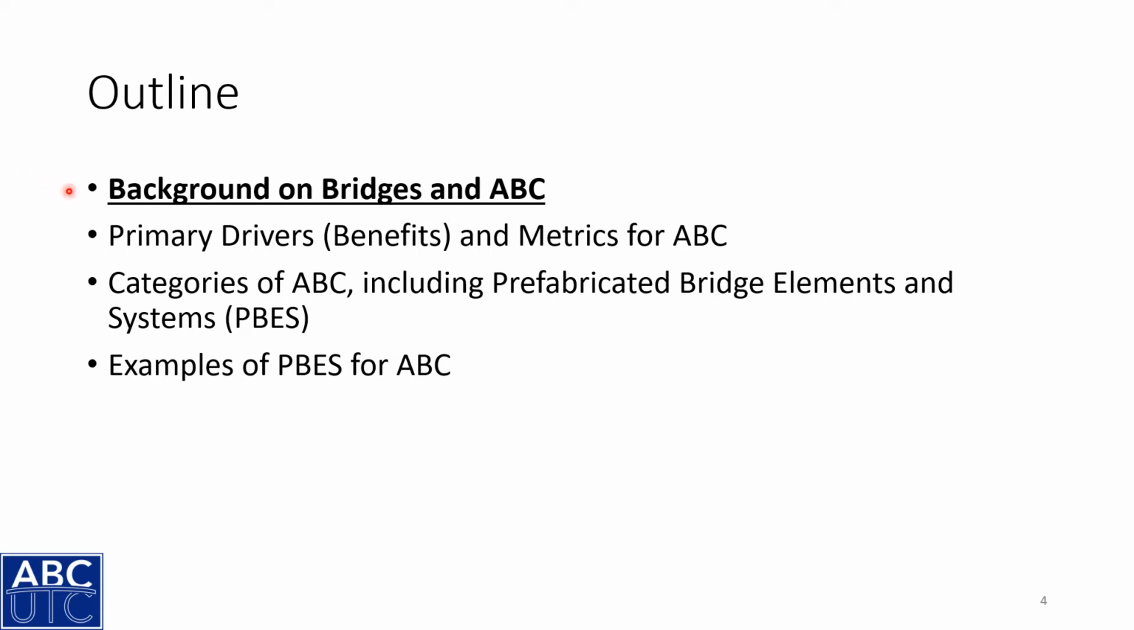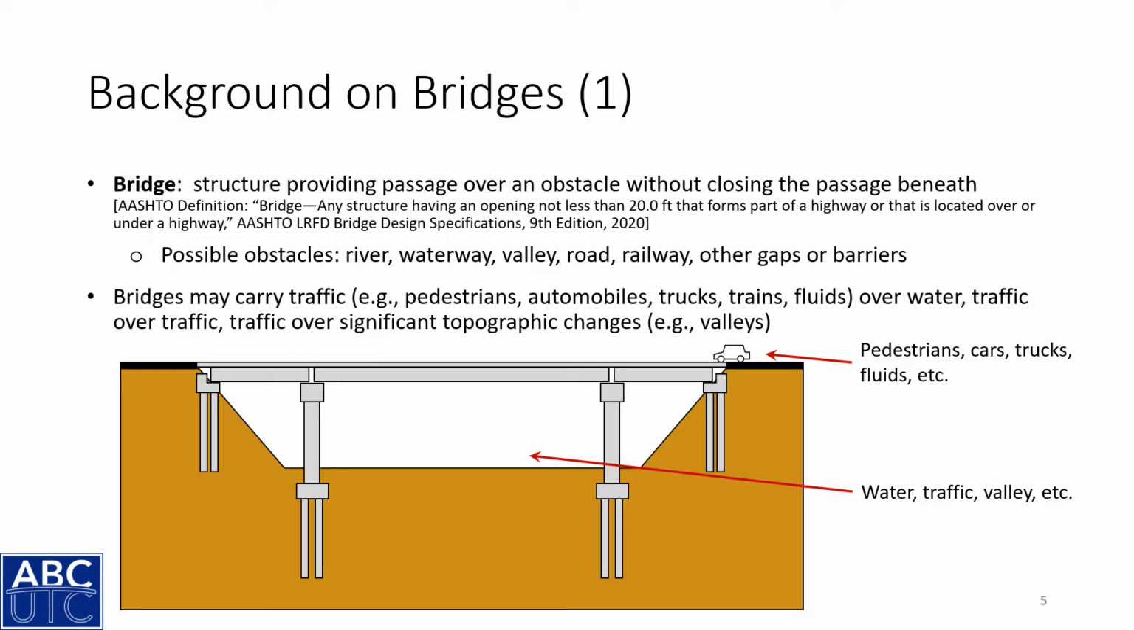So we'll start by going through some of the slides on the background on bridges and ABC. Here on the first background slide, we give you a general definition of a bridge and also the definition from the AASHTO LRFD bridge design specification. So we also give that here. Then a list of possible obstacles that the structure is providing passage over, and a diagram to help you show where the obstacles will be located and some of the traffic and other things that might be passing over those obstacles.